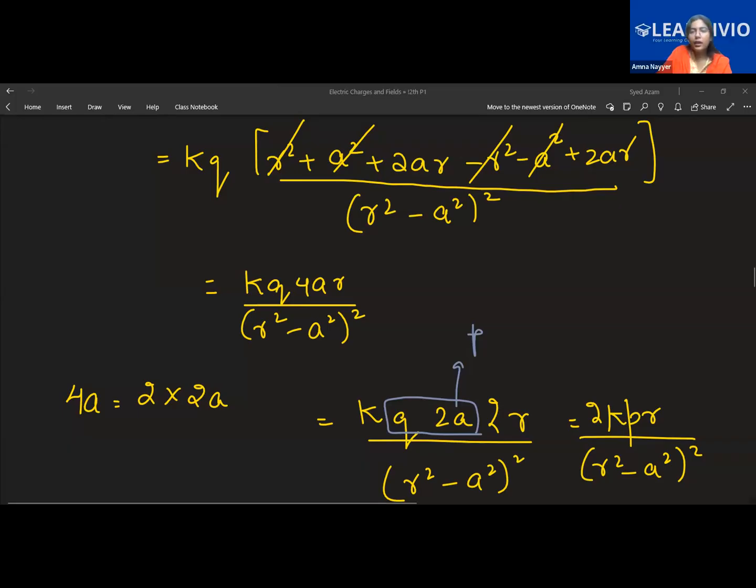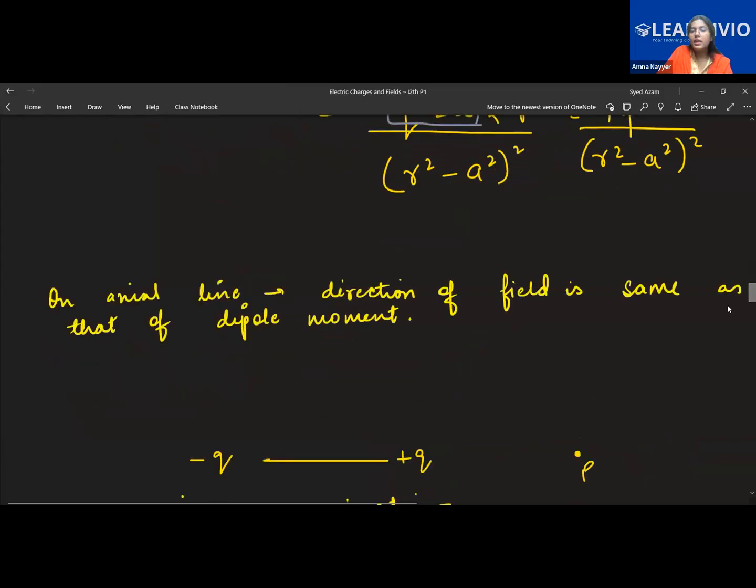Okay. Now the direction. We know the direction of electric field for a positive charge is away from the charge, and for a negative charge it is towards the charge. But in this case, when you have the dipole present, meaning positive and negative are present together, how do you calculate? So you look at whether it's axial or equatorial.